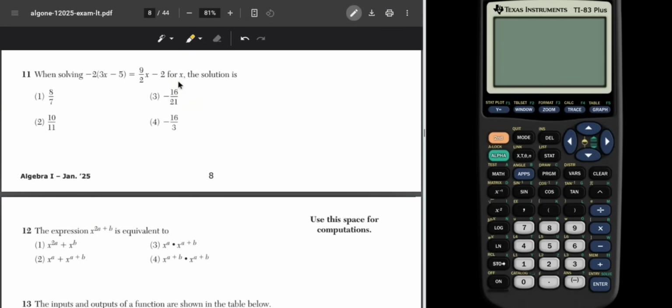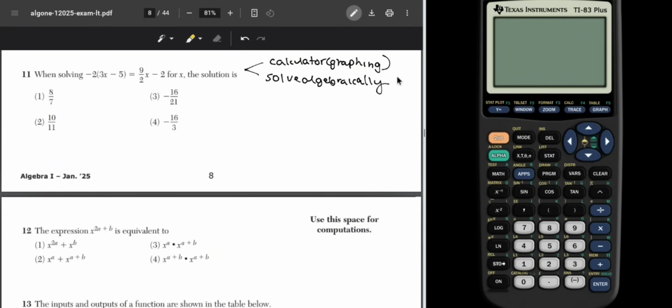Number 11 says, when solving negative 2 times 3x minus 5 is equal to 9 over 2x minus 2 for x, the solution is. So you can solve this two ways. You can solve this on your calculator by graphing, or you can solve it algebraically. So I'm going to show you both ways. And it's good to know how to do both.